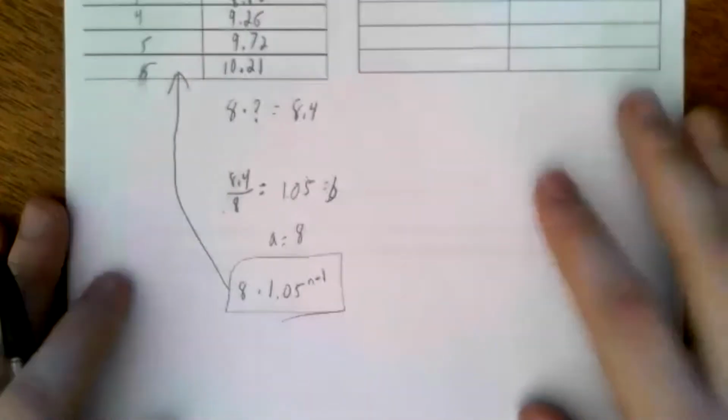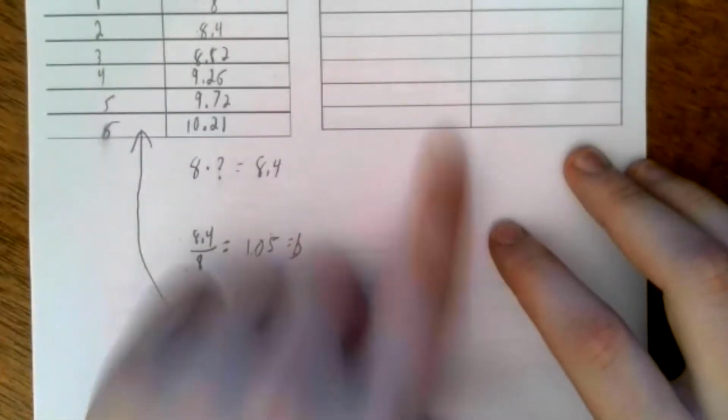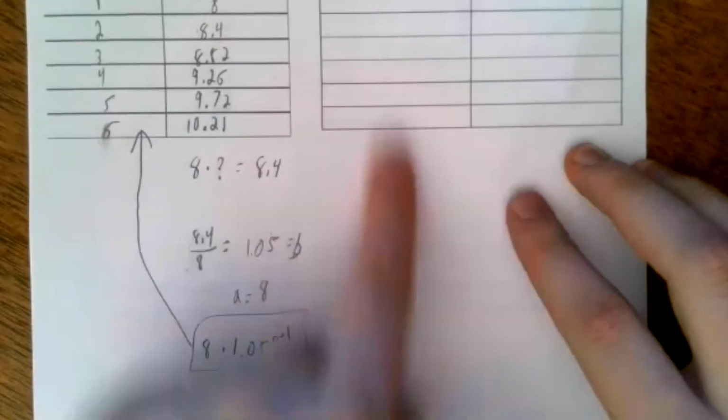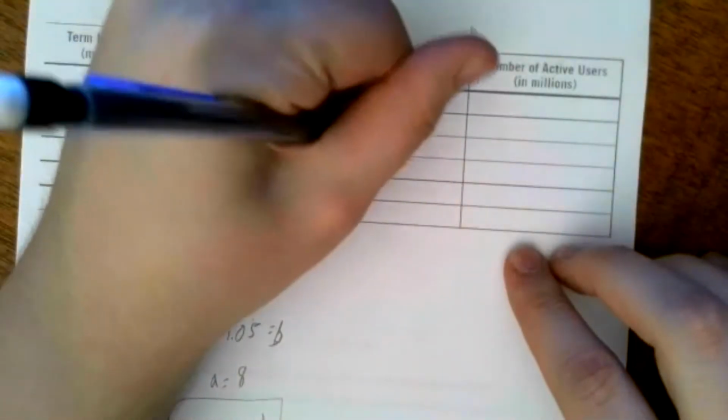So now we can do the same thing, but with Google Plus users, right? So I'm still going to have 6 months that I'm tracking. So 1, 2, 3, 4, 5, 6.